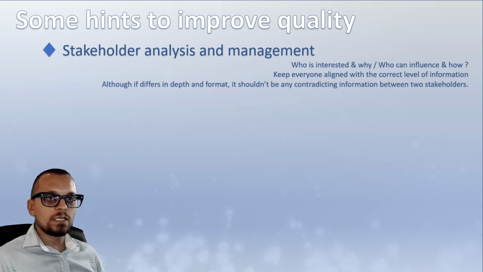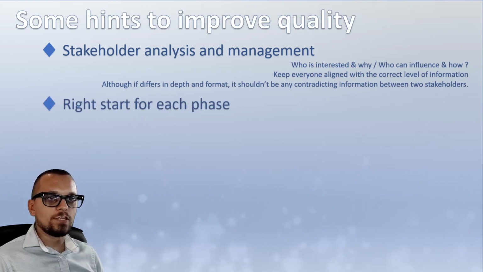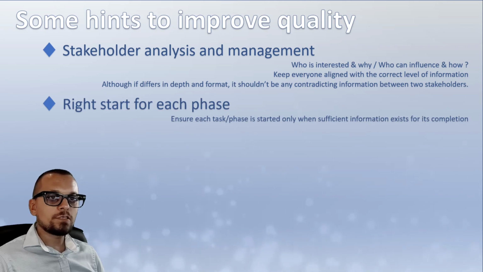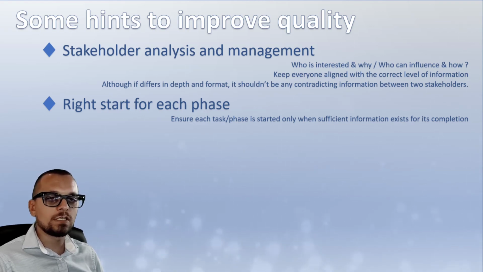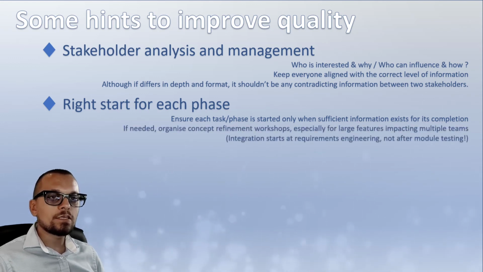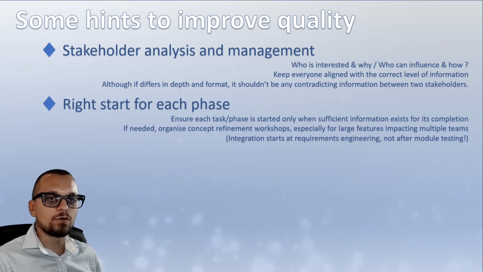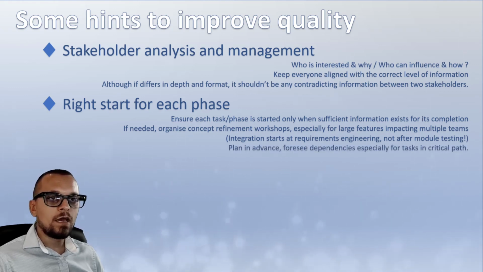The next item on this list is about the right start for each phase. The project manager has to ensure that each task or phase is started only when sufficient information exists for its completion, and of course has to make sure that this information is available according to the plan. If needed, he has to organize concept refinement workshops, especially for large features impacting multiple teams, and has to keep in mind that integration starts at requirements engineering, not after module testing. Has always to plan in advance, foresee dependencies, especially for tasks in the critical path.